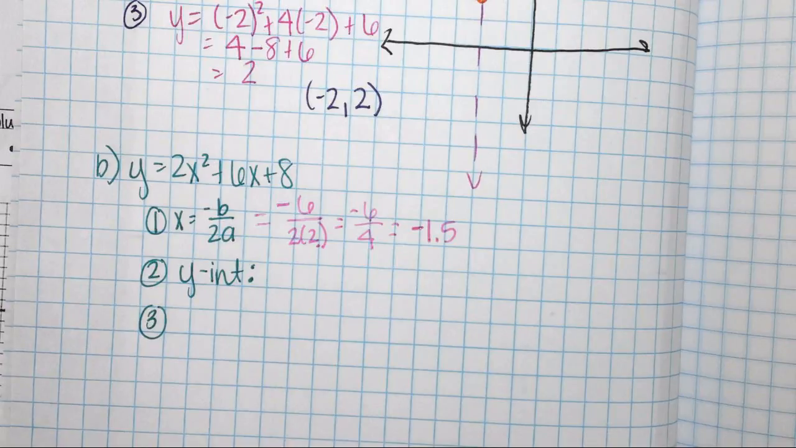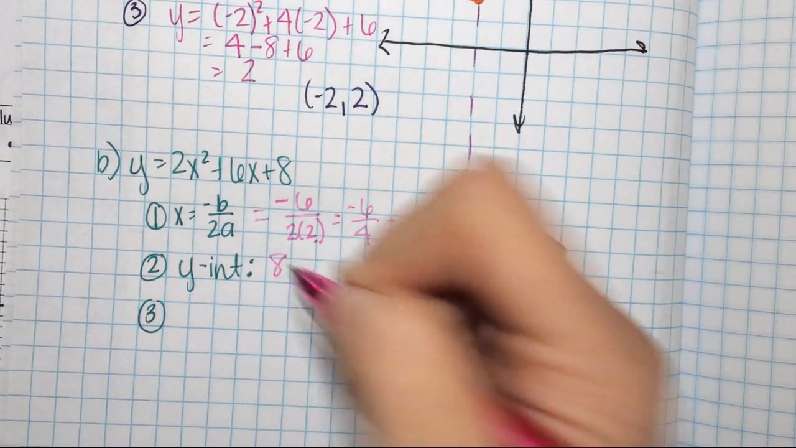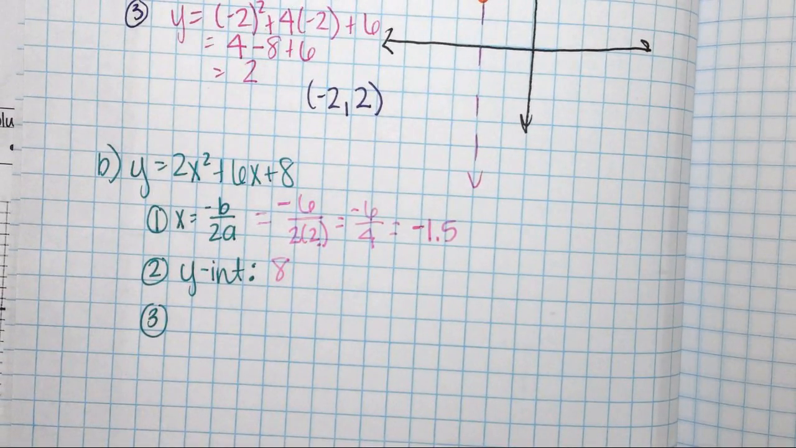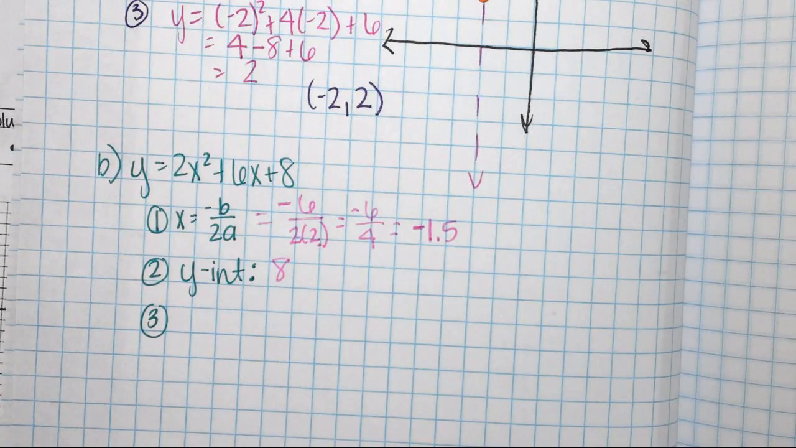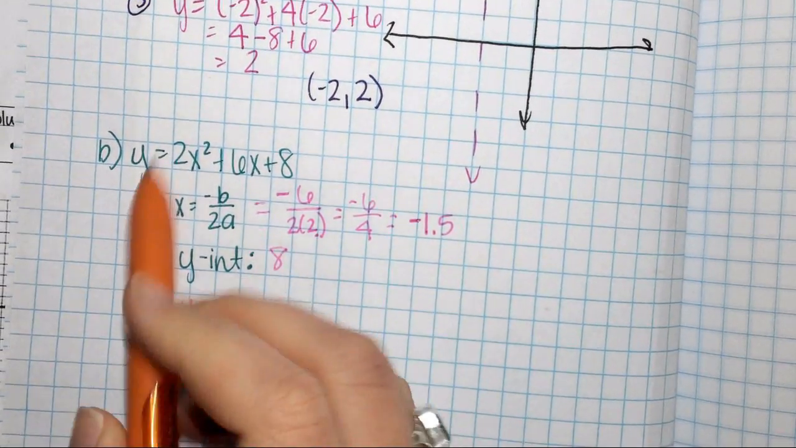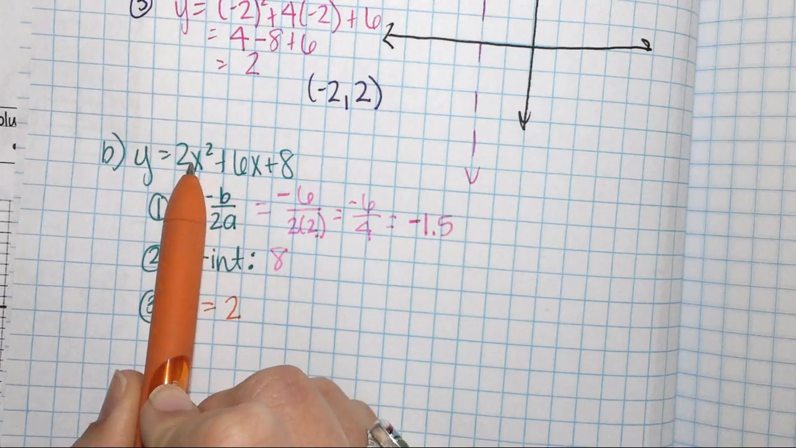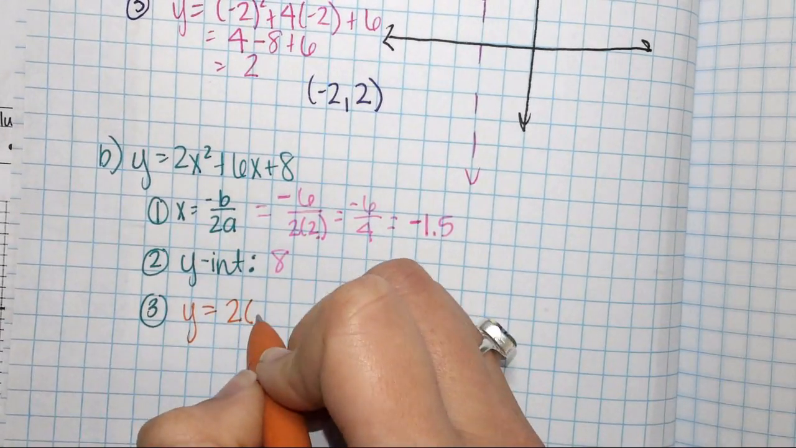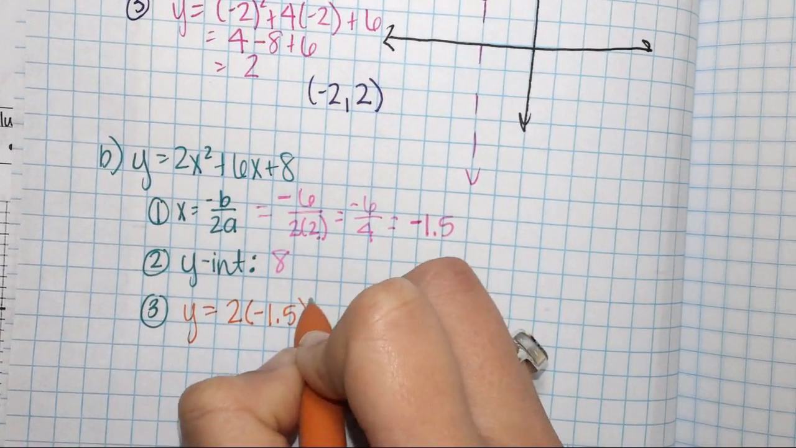What's our y-intercept? 8. What do we do for step 3? You plug in the 1.5 to all the x's. Yes, you do. And you need that 2 out front, right? Because we still need to keep that. We don't drop it. Oh, that's it.